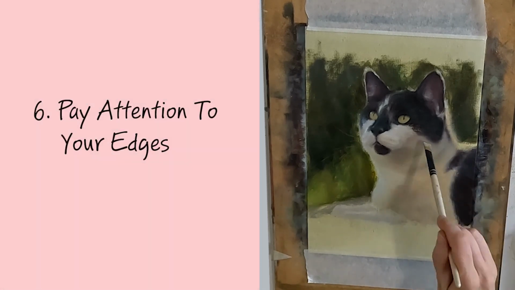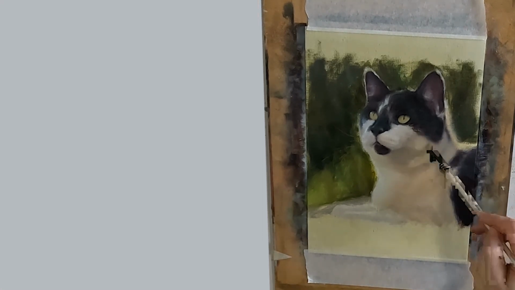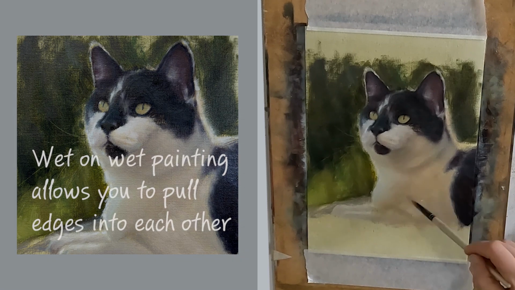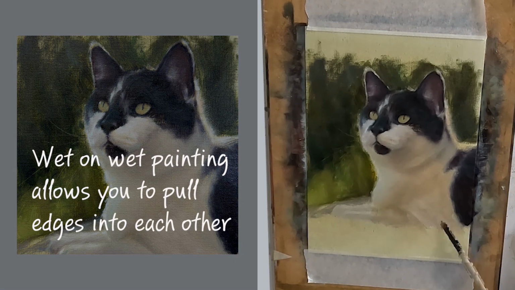Number 6. Pay attention to your edges. To give a little life to your object, make sure you vary your edges between lost, soft and hard. Painting alla prima will help you with this because the wet on wet paint lets you manipulate the edges and pull them into each other.